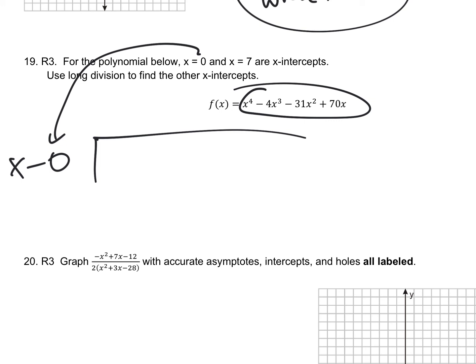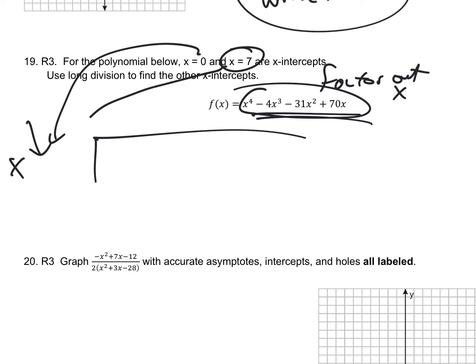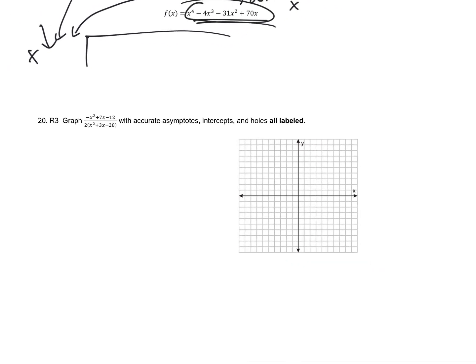So then, what would you put on the outside here? After you factor out the x, you'll have this new thing. What goes on the outside, though? I'll give you a hint. It has to do with the 7. That's your job to finish the rest. I'm just giving you hints, not answering all the questions. And the last thing is number 20.